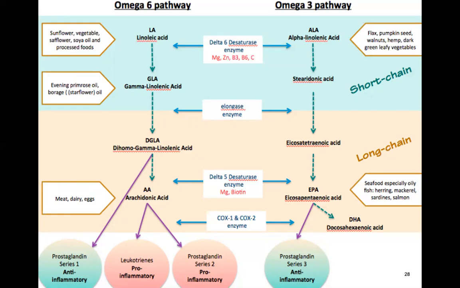So it has your omega-6 on the left and your omega-3 on the right. There's a couple of things that are important to remember, which is your enzyme, the delta-6 desaturase enzyme. And the reason that's important is that it can do both, right? But it needs the cofactors to work properly. So the cofactors are magnesium, zinc, B3, B6, and C.